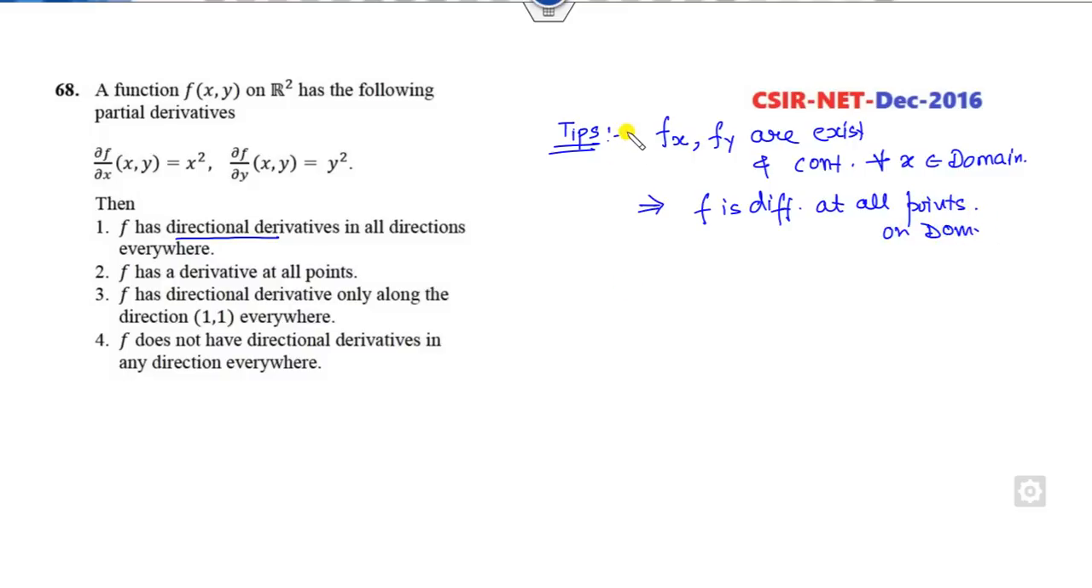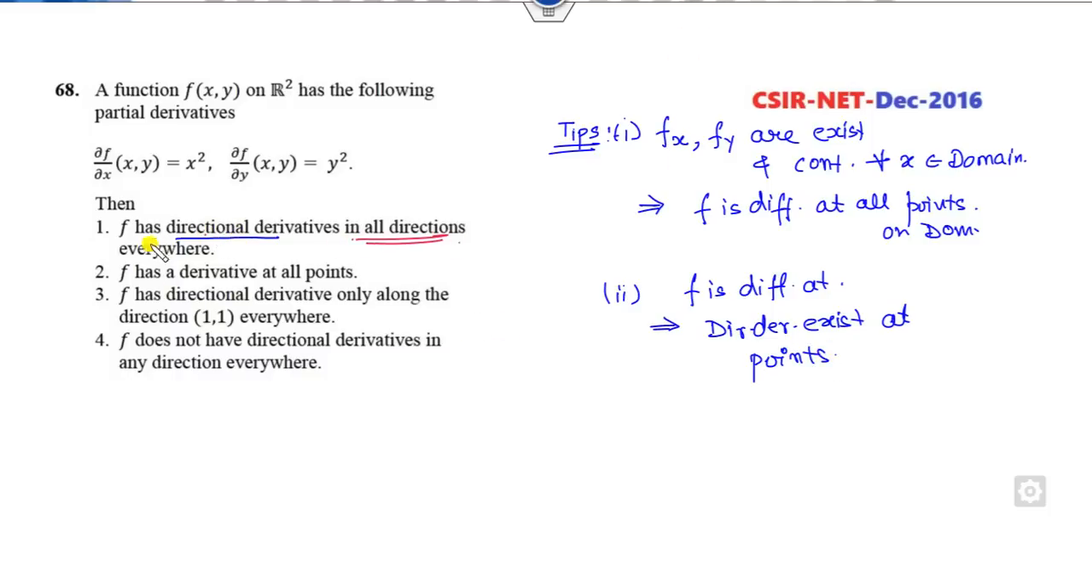That's the first remark. Second, you are talking about the directional derivative. If f is differentiable at a point, it means the directional derivative exists at all the points. That's the simple remark for you. So you can see the directional derivative exists in all directions everywhere. That's a correct statement from this shortcut tip. F has a derivative at all the points. That's also a correct statement.